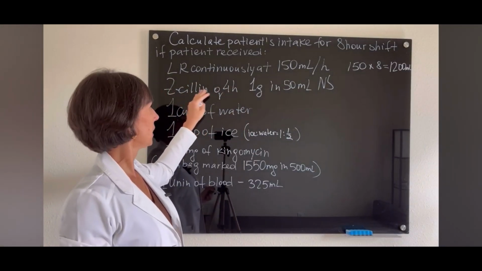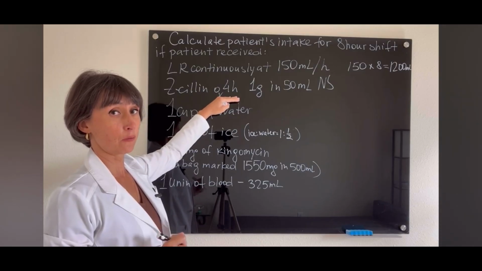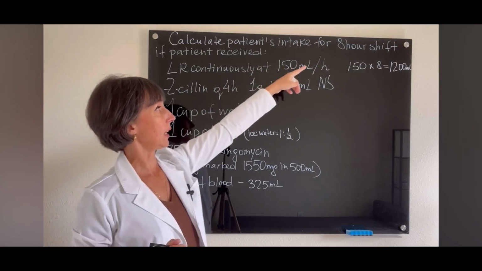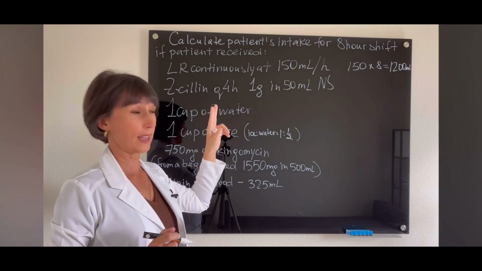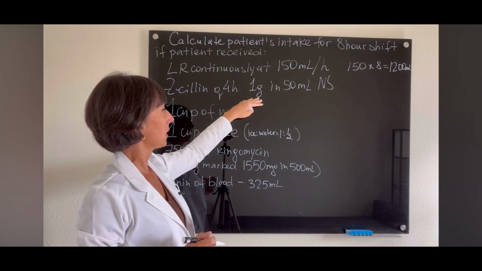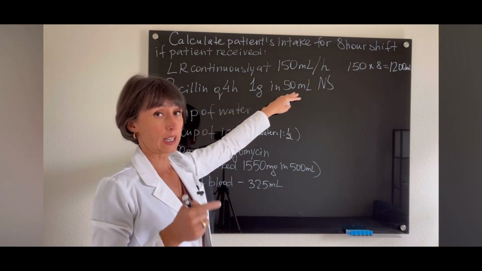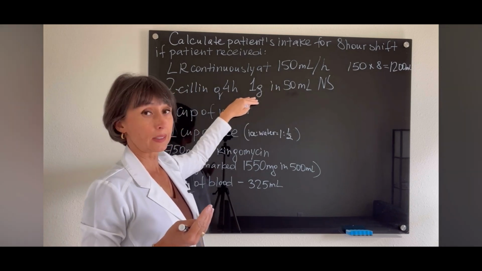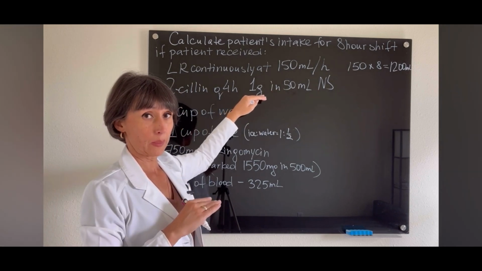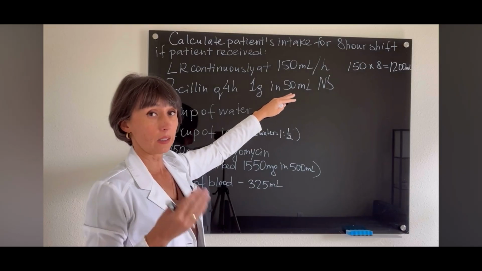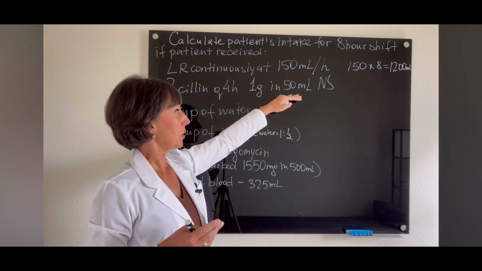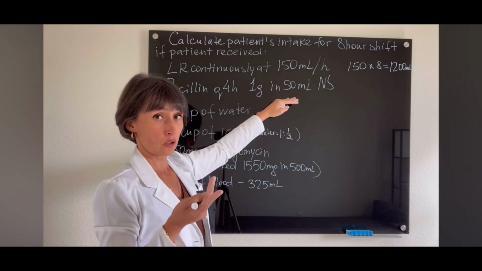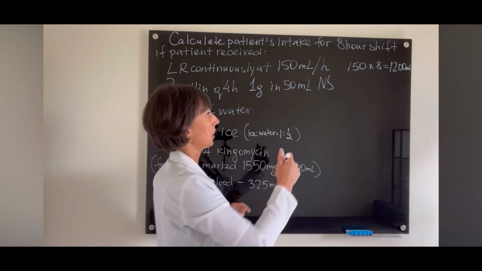Next item, Zicillin. And we were given it every 4 hours. That means in our 8-hour shift, we gave it twice. And we gave 1 gram in 50 milliliters each time. So 50 milliliters is the liquid measure, right? 1 gram is the dry measure. We don't worry about that right now. We're just calculating liquids right now. So 50 milliliters once and 50 milliliters twice. We gave 100 milliliters.